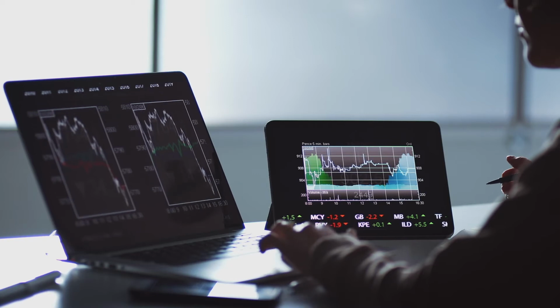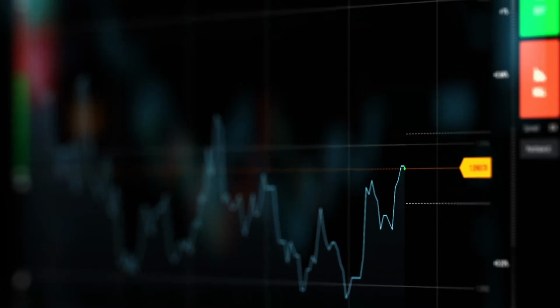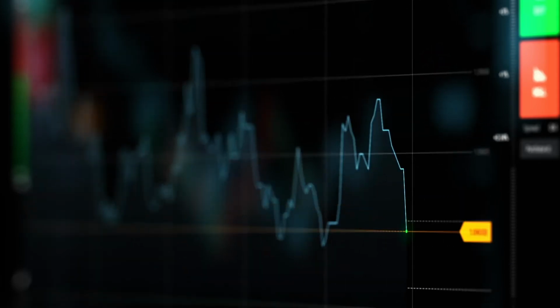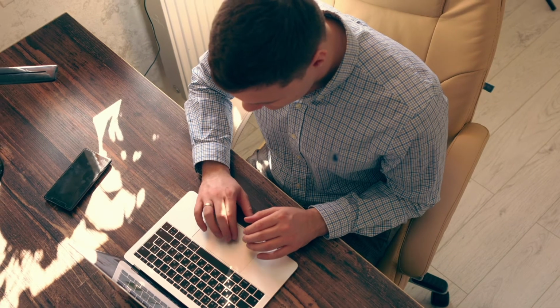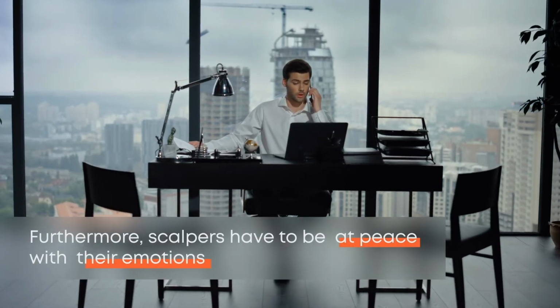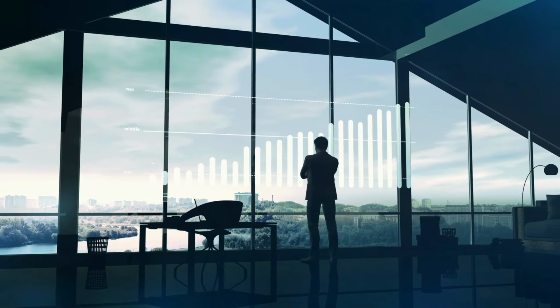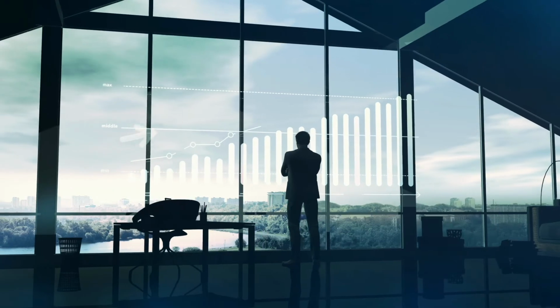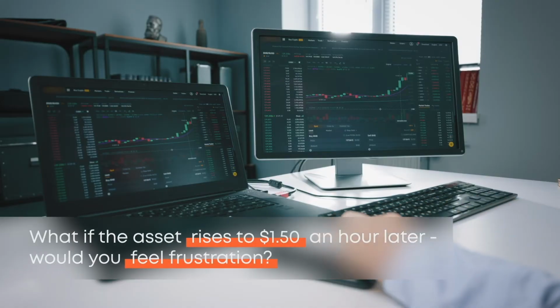Scalping is certainly not for everyone and can be very tedious and time-consuming, as it requires traders to be closely monitoring the market and the trades on a minute-to-minute basis. This requires a lot of discipline and can be very stressful. Furthermore, scalpers have to be at peace with their emotions. For example, if a scalper buys an asset at $1 and then sells at $1.03, that would be considered a nice trade by many scalpers. However, what if the asset rises to $1.50 an hour later?